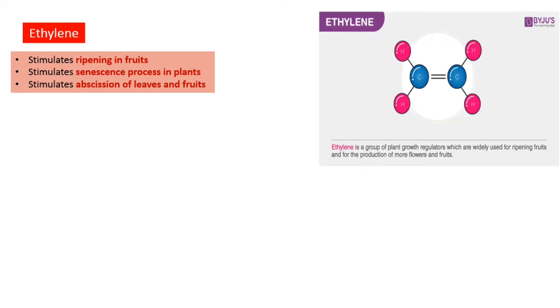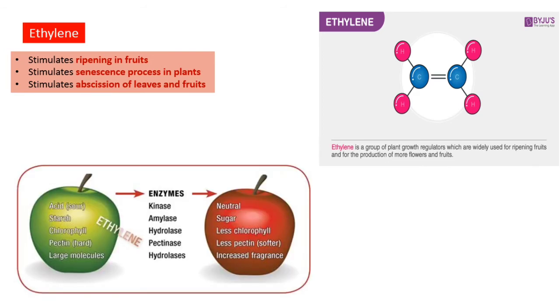Okay, ethylene. Ethylene stimulates ripening in fruit and stimulates the senescence process in plants. Senescence means pengguguran daun, abscission of leaf. Senescence means the last stage of the fruit, the plants, such as abscission of leaf and fruit. This is how ethylene stimulates ripening of fruit.